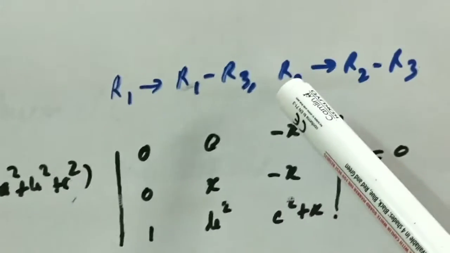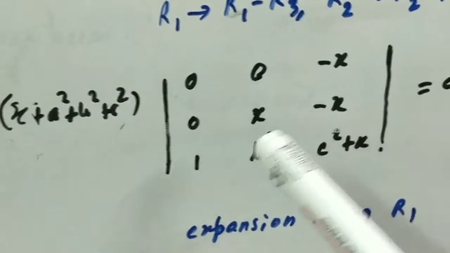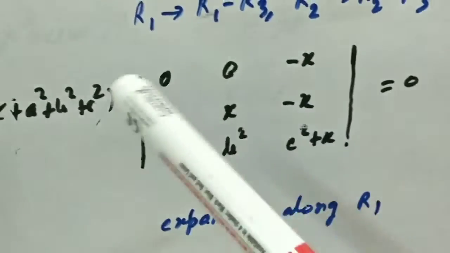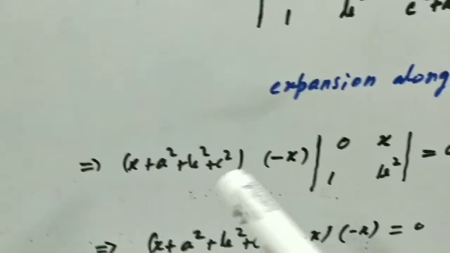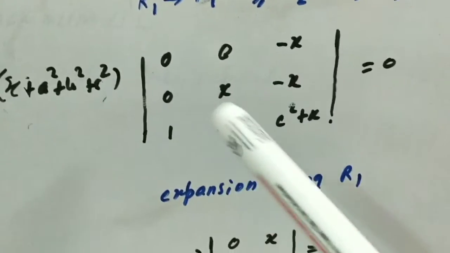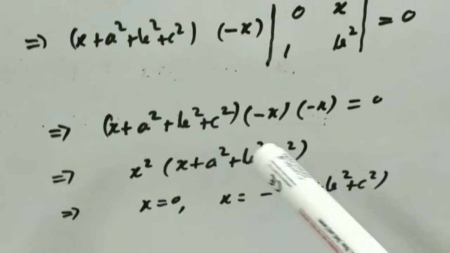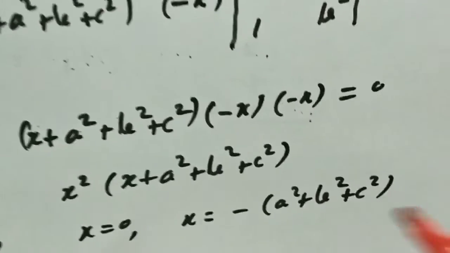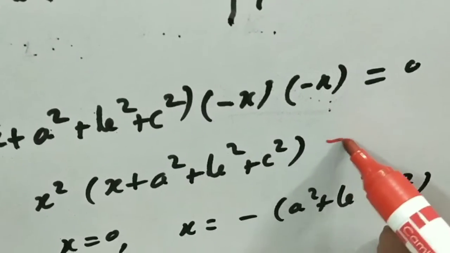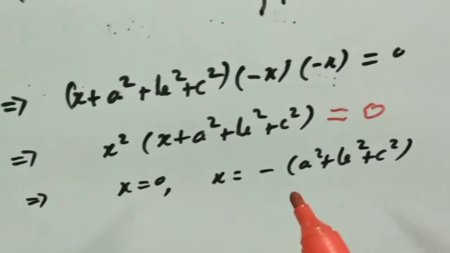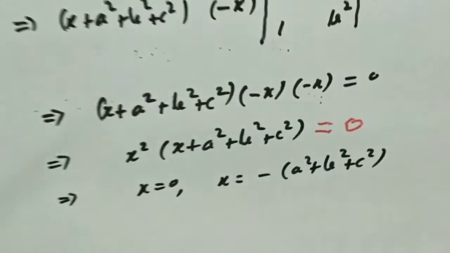Similarly, R2 is R2 minus R3. This will remain same. Expansion along R1. I'm going to expand it along R1 because minus x is there. So this I'm going to copy, minus x into this. This and this is out, 0 into this, minus 1 into x. I get this equal to 0. I have not written equal to 0, I'll write it here. So x is 0, x is equal to minus a square plus b square plus c square. This is a complete solution.